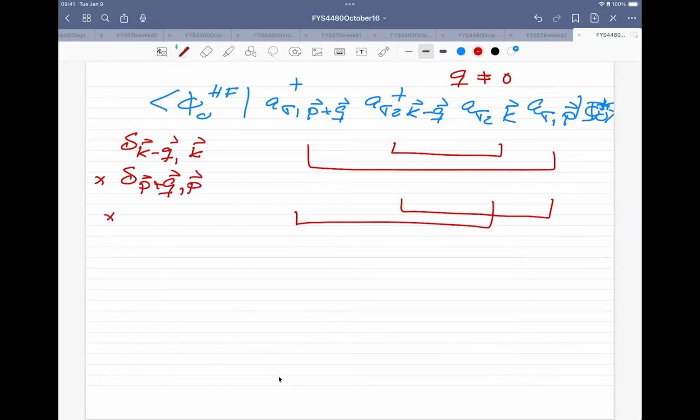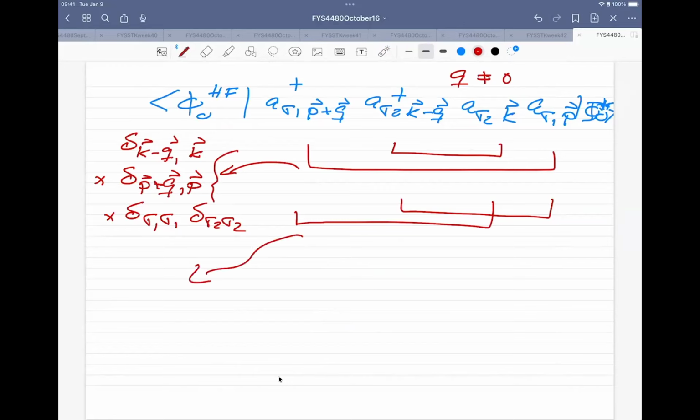The spin parts are pretty easy. So we will have a sigma 1 with a sigma 1, obviously. And then we have a delta sigma 2 with sigma 2. But these two parts here, this one and that one, they clearly are not possible because Q is different from 0. So they have to be different. So this is 0. So the only term which then can give us something, hopefully, which is different from 0, will be this term here.